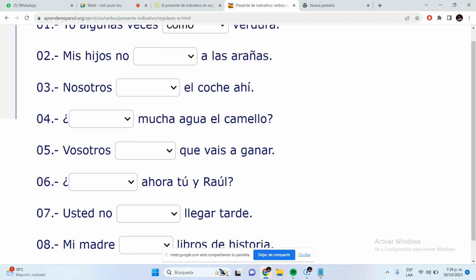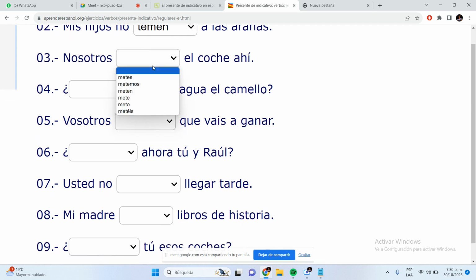My kids, or my children, are not afraid of the spiders. So it'd be ellos, temen. Temer is to be afraid. So they're not afraid.